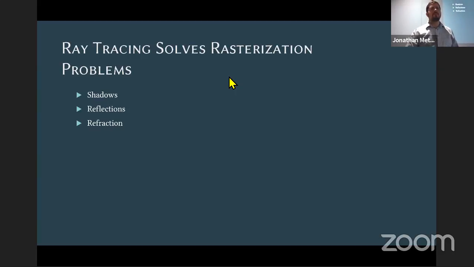Shadows, we solve that problem by shooting shadow rays. Reflections, we just use our reflection formula. We reflect across the normal. And then refraction, you can use Fresnel to determine how much, and what the direction is of the ray as it travels through a different medium.